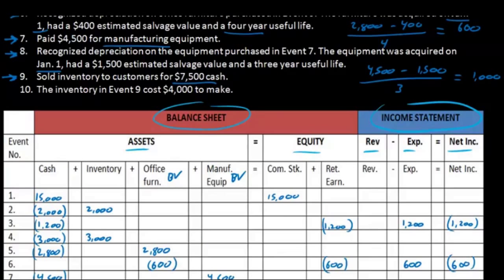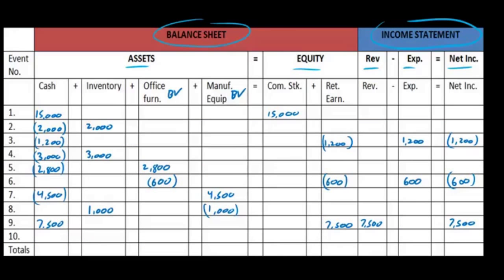All right, then at event 9, it says right here that we actually sold some products. So it says that we sold inventory to customers for 7,500. So we just record the sale: the cash we got from customers at 7,500, and then we're going to record the revenue, which will be 7,500. And we know revenue is going to increase our income, and net income will go up to 7,500. And then we know when revenue closes out, it increases retained earnings, so 7,500 over there. So the sale increases cash, increases assets, and increases the equity.